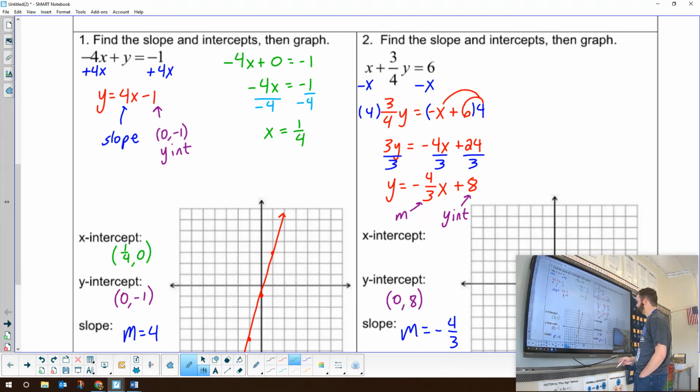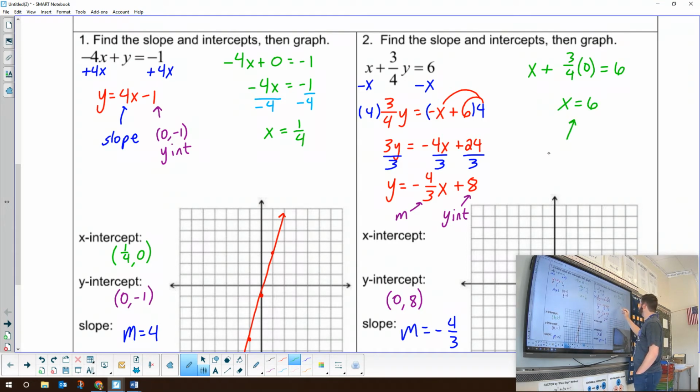Okay, now before we graph this, let's go find my x-intercept. And I want to remind you how easy this is. To find my y-intercept here, I really could have just plugged in 0 for x. But now to find my x-intercept, all we got to do is plug in 0 for y. So we're going to have x plus 3/4 times 0 instead of y equals 6. Now, anything times 0 is just 0, so we're just going to end up with x equals 6.